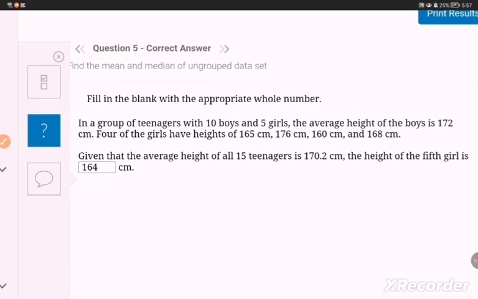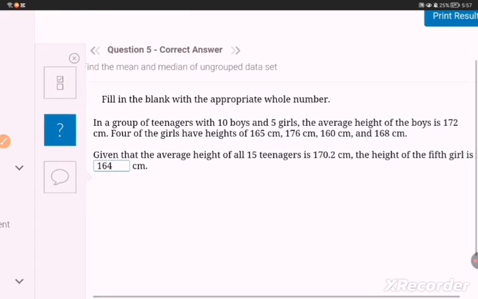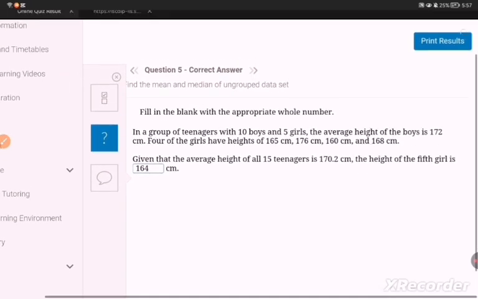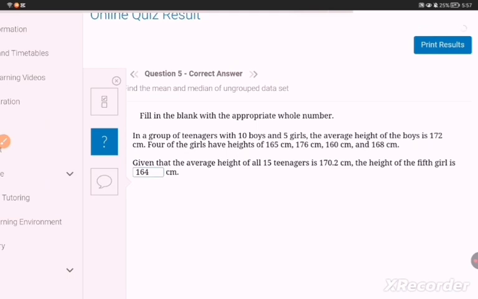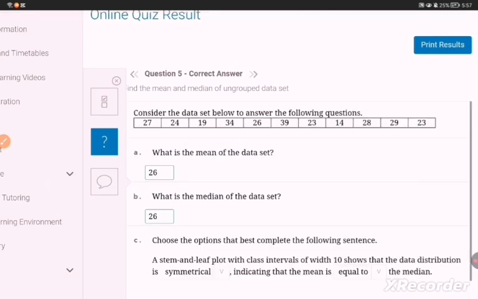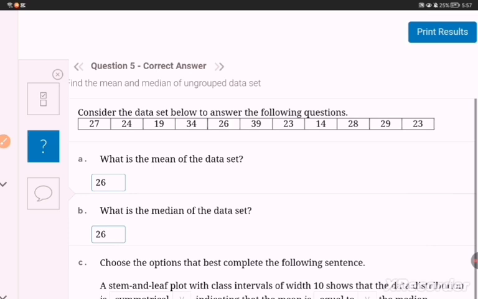Okay, now for question number 5, it's still loading. Okay, so another data set with 11 values. All you have to do now is add all of those values and divide them by 11. So if you add all of these values together, you should get an answer of 286. Divide that by 11, so your mean is 26.